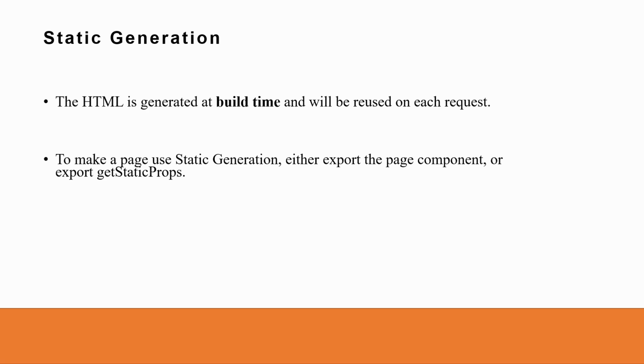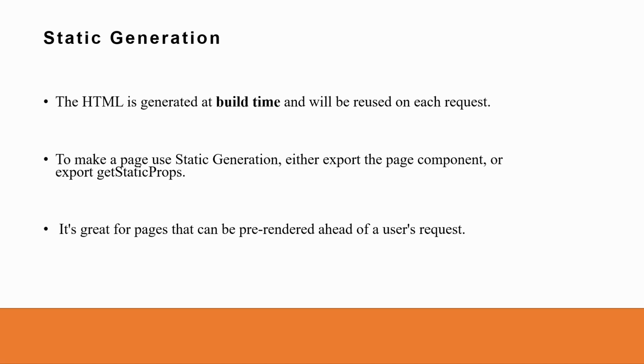getStaticProps is an asynchronous function. With this we can generate the static pages, and Next.js learns that this page is going to be a static page. We build this page at build time, so it is a great page to pre-render ahead of the user request. As I said before, if the user requests, the page will already be built, so we can provide the page to the user.